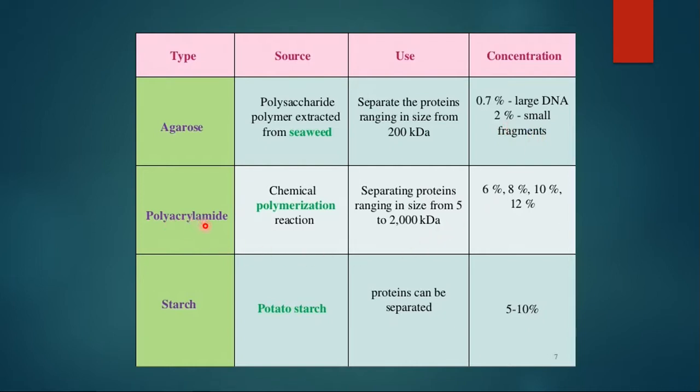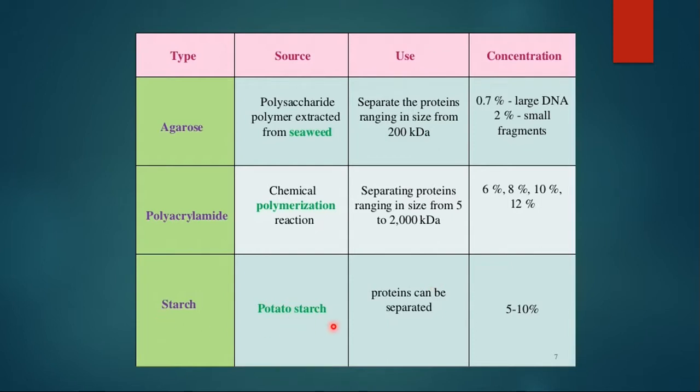Then the polyacrylamide gel is an advance over this agarose and the starch, and here it is a chemical preparation made by a polymerization reaction. Now, it separates proteins ranging from 5 to 2000 kilodaltons, whereas agarose is only 200 kilodaltons. Okay, and the concentrations may be 6%, 8%, 10%, 12%. A larger quantity of sample can be used.